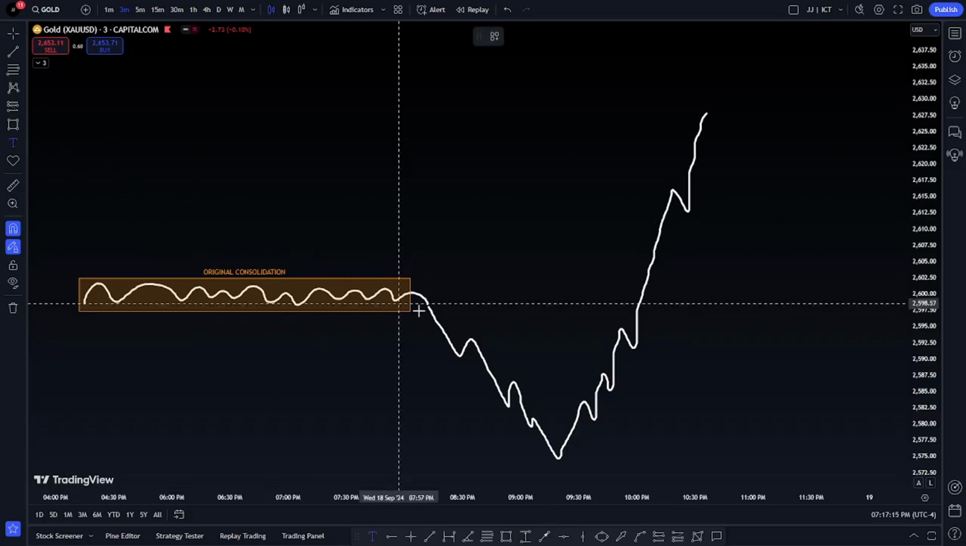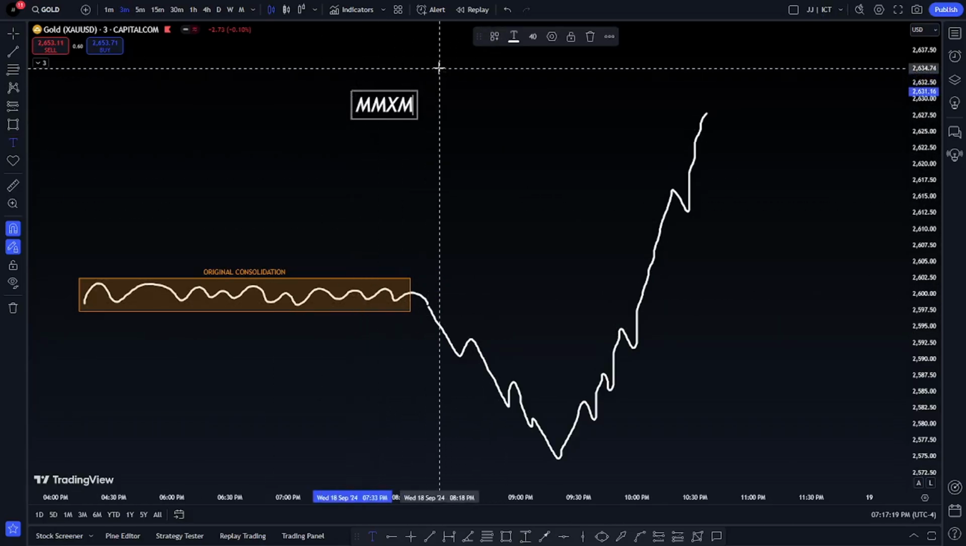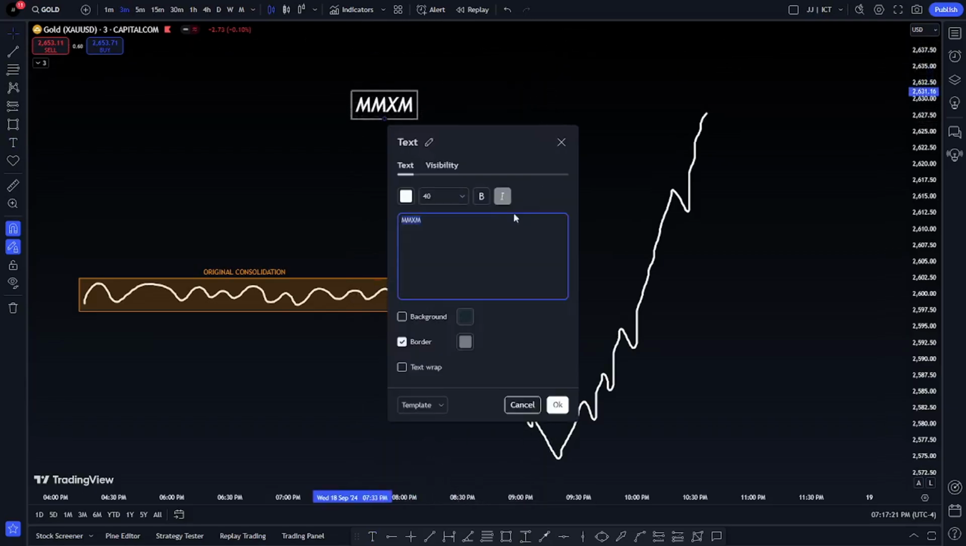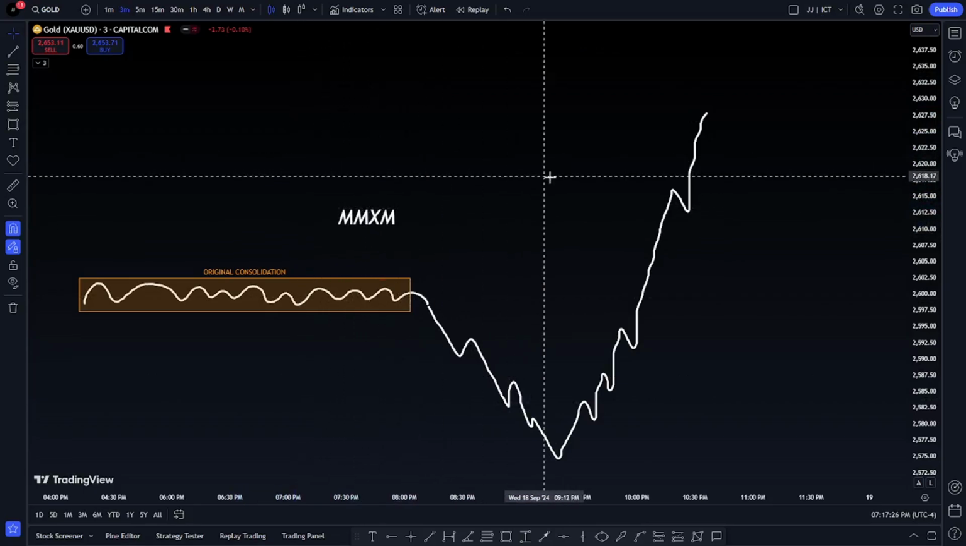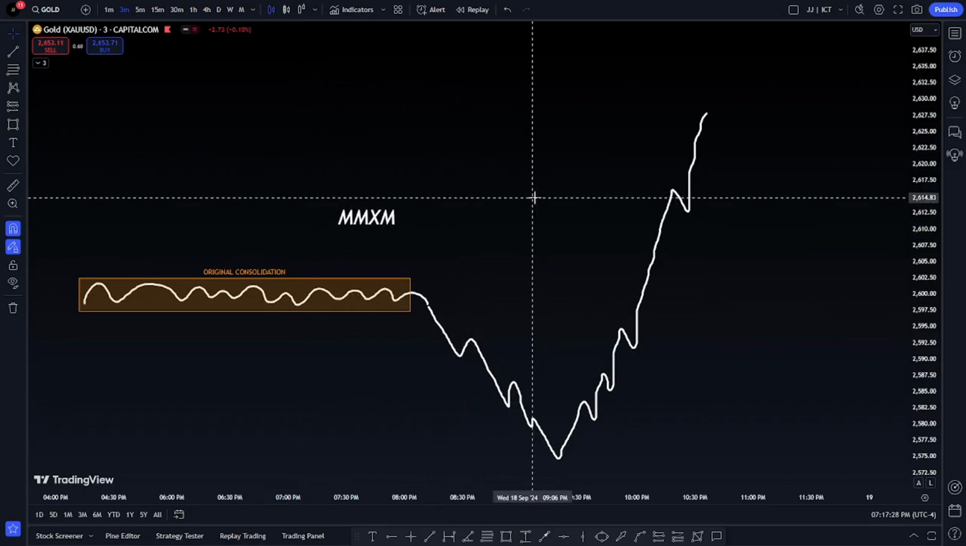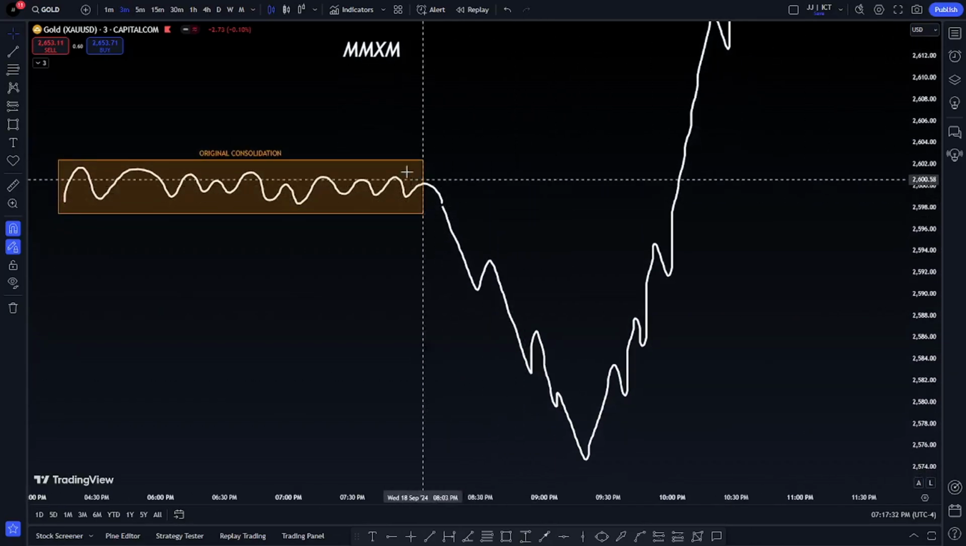So this is the market maker buy move. If I can put it into context, I can just say MMXM. That's the abbreviation for this. Let's take off the border right there. So this is the MMXM, or the market maker buy model, or MMB. Let's jump into the sell side delivery.